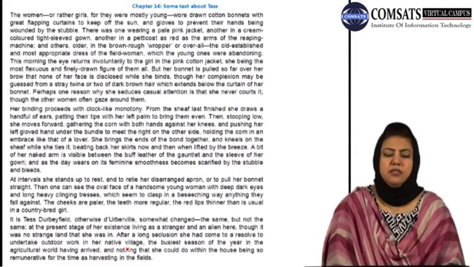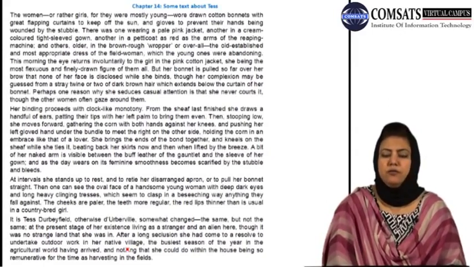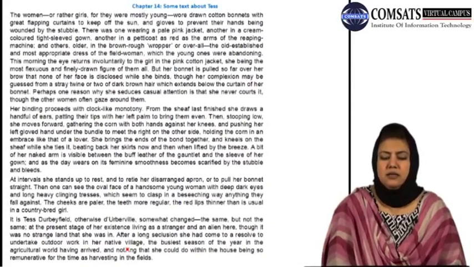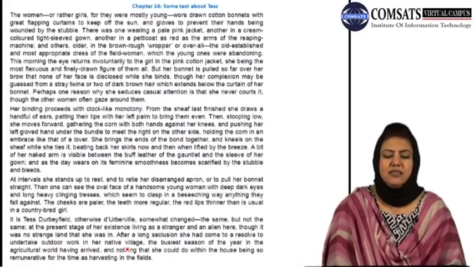A bit of her naked arm is visible between the buff leather of the gauntlet and the sleeve of her gown, and as the day wears on, its feminine smoothness becomes sacrificed by the stubble and bleeds. At intervals, she stands up to rest and to re-tie her disarranged apron or to pull her bonnet straight. Then one can see the oval face of a handsome young woman with deep dark eyes and long, heavy clinging tresses which seem to clasp in a beseeching way anything they fall against. The cheeks are paler, the teeth more regular, the red lips thinner than is usual in a country-bred girl."